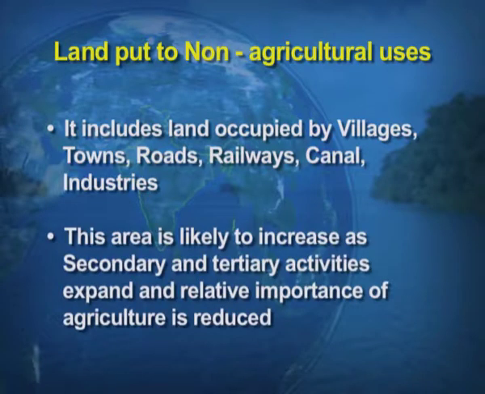This area is likely to increase as the secondary and tertiary activities expand and the relative importance of agriculture is reduced, because in India now the trend, if we see, is that people are shifting from rural areas to urban areas in search of better employment opportunities. So that means we are shifting from agricultural activities to non-agricultural activities, known as secondary or tertiary activities.